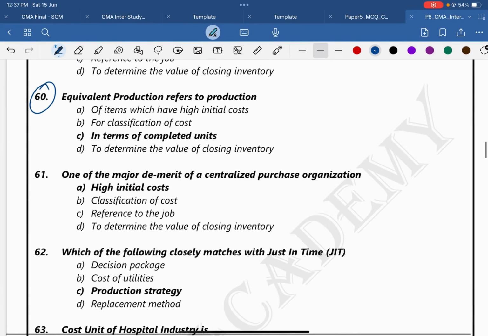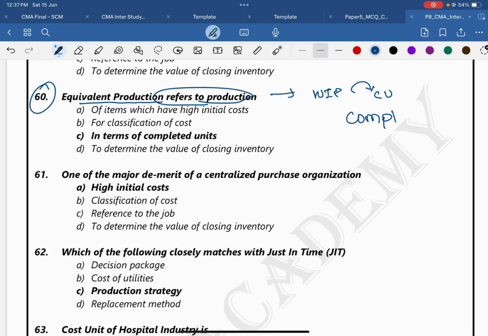Then 60. Equivalent production refers to, is nothing but converting that work in progress into completed units. That's what the process is. The correct one is in terms of completed units.